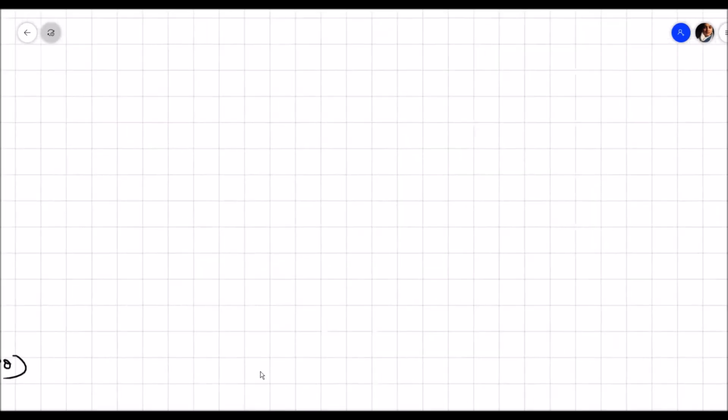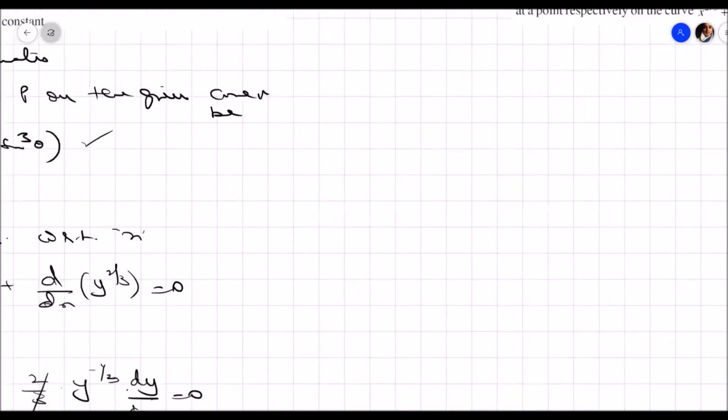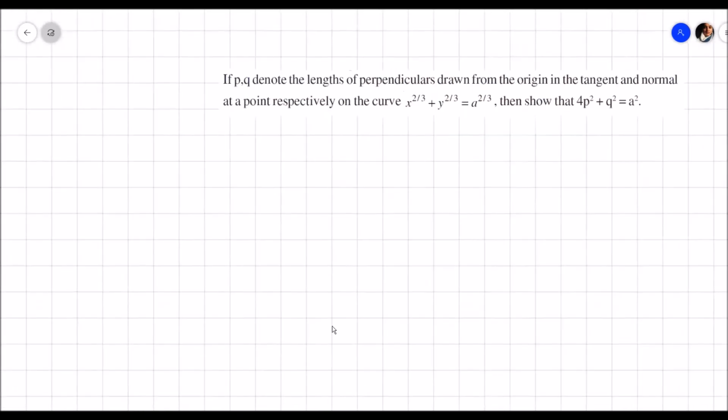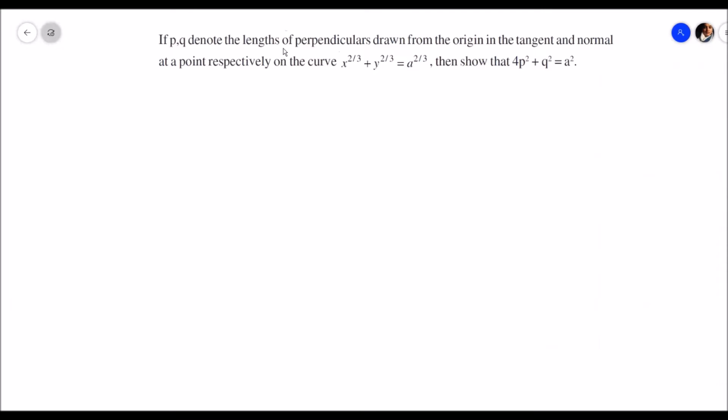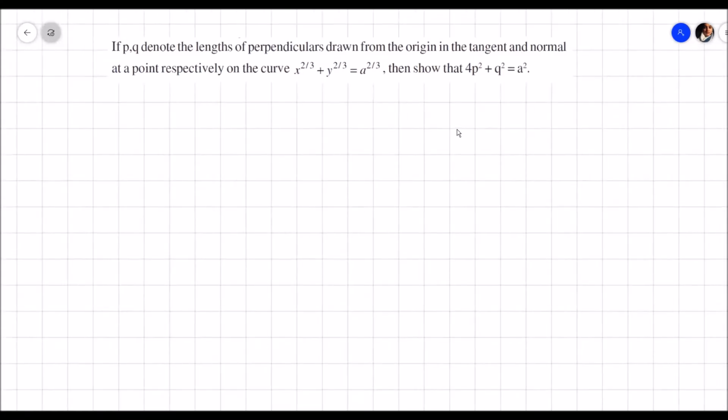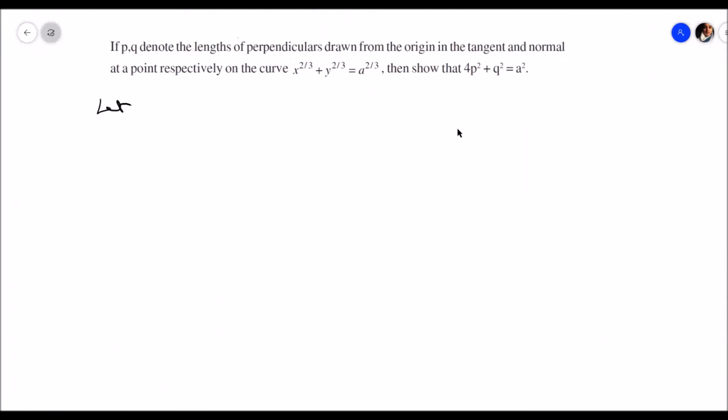Third problem. Similar model, right? If P and Q denote the lengths of the perpendiculars drawn from the origin to the tangent and normal at a point respectively. So more or less similar model, right? The first few steps are just the same. Let P be denoted by A cos cube theta, comma A sine cube theta. Okay, these are the coordinates of P. Got it?